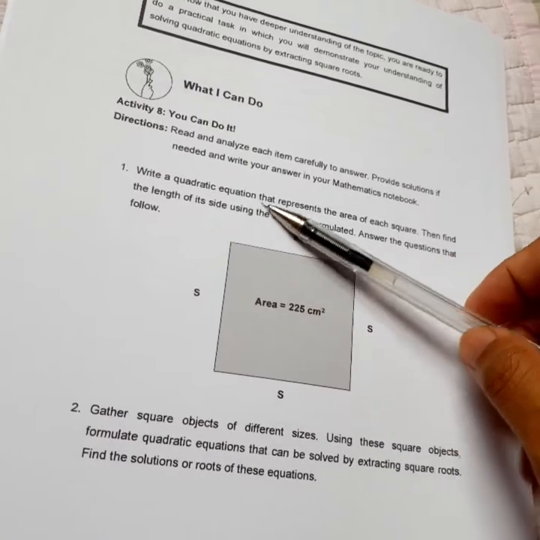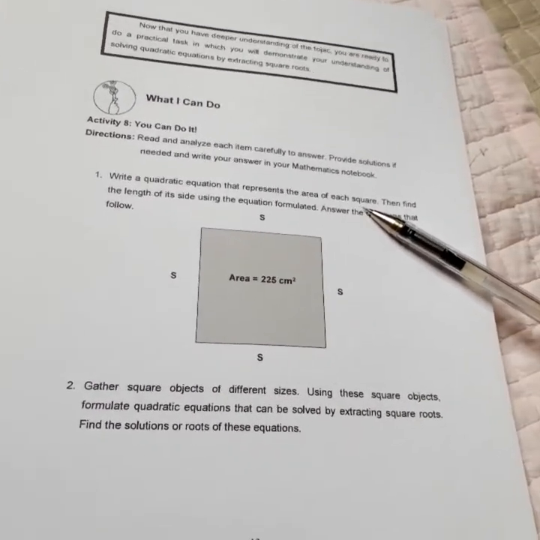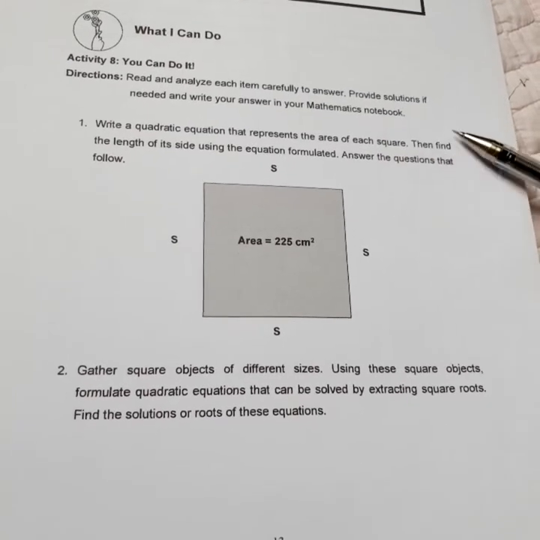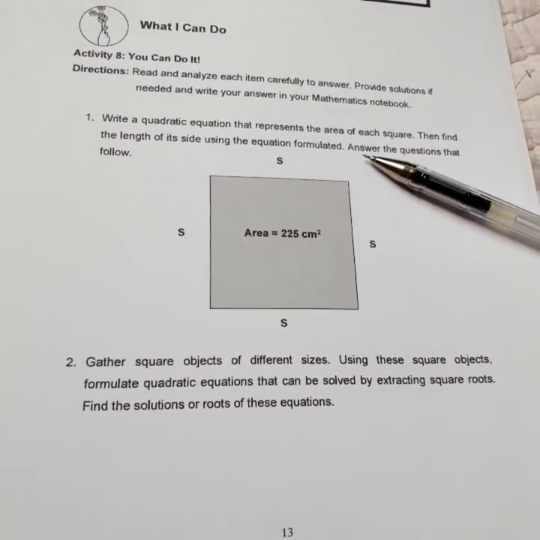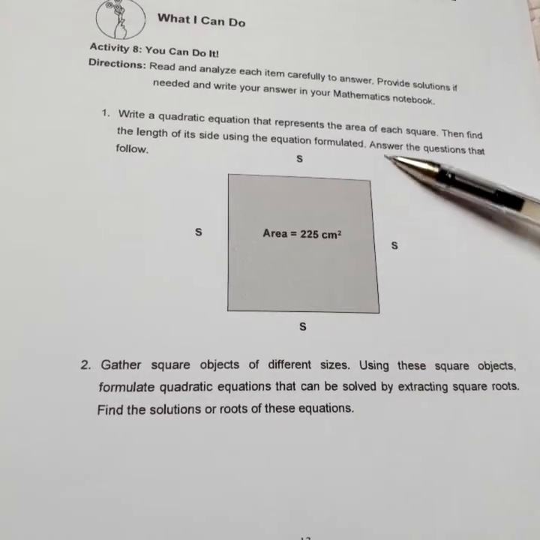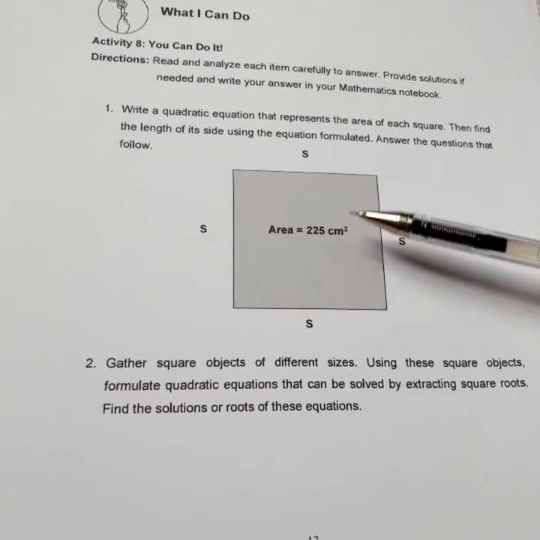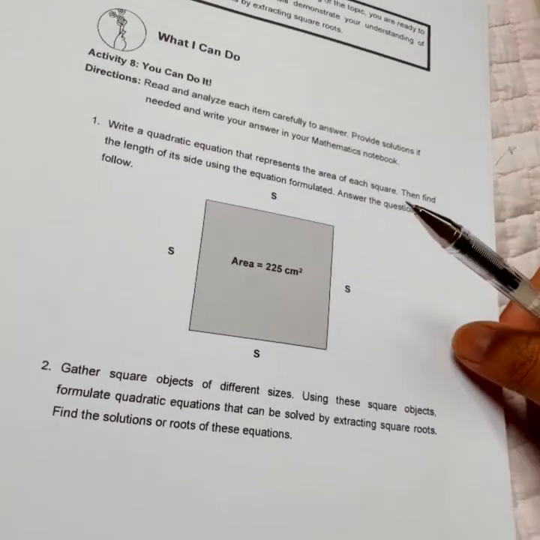Next, we have: write a quadratic equation that represents the area of each square. Then find the length of each side using the quadratic equation formulated. Answer the questions that follow. Simple naman eh. Okay, answerin ninyo niya. Provide a paper gapon.